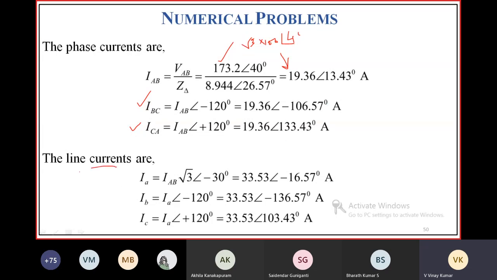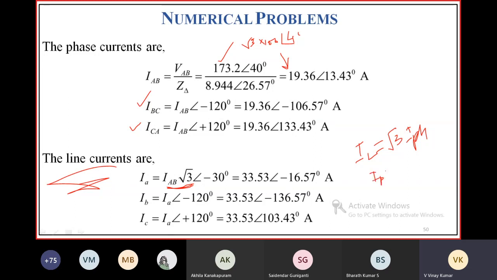Okay, coming to line current. What is the relationship in case of a delta connection? In case of a delta connection, line current is equal to root 3 times phase current. That's fine. Coming to phase angle.